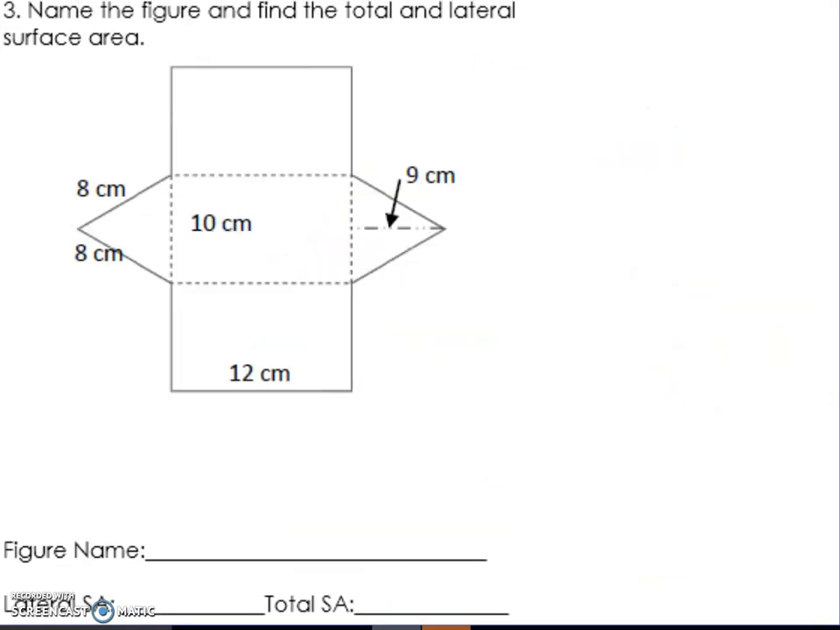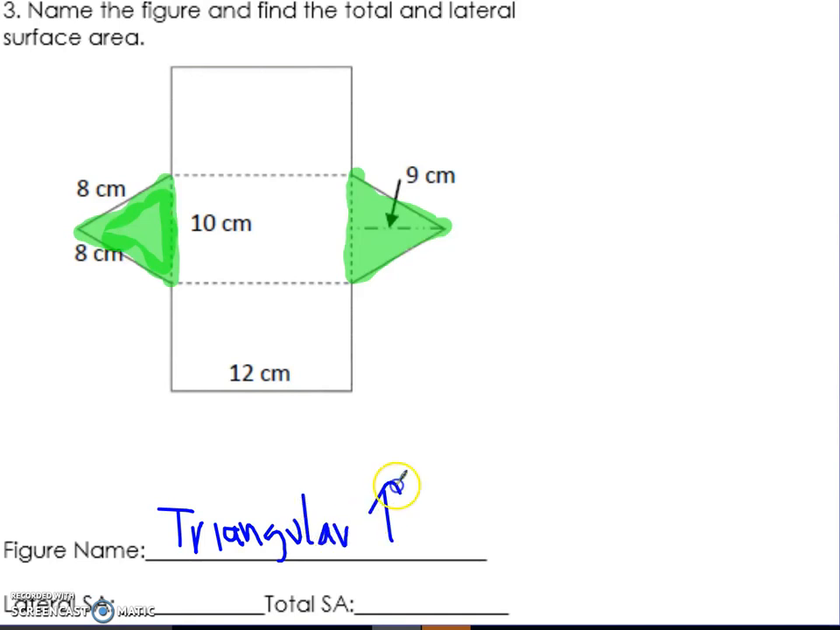All right, let's take a look at number 3. First, we're going to identify the bases. So this is the base, and this is the base. The name of the base is a triangular, and then this is a prism. So we're going to call this a triangular prism.